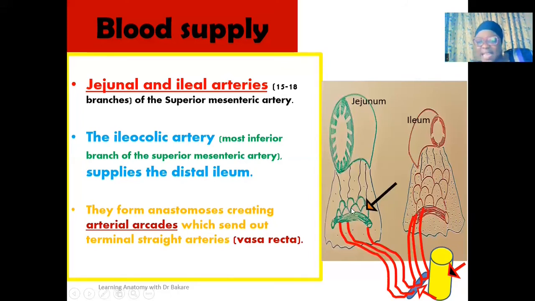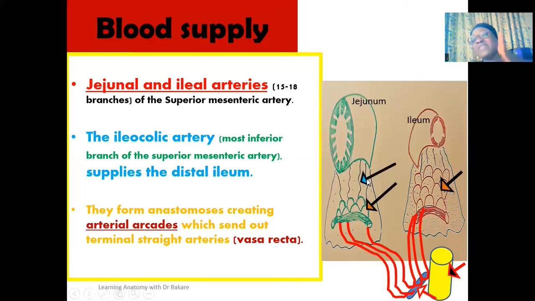These arterial arcades are formed here, and if you look at the ileum, we also have the arterial arcades formed, as arrowed in this image. After the formation of these arterial arcades, there is the termination of straight vessels that go directly to supply the jejunum and the ileum, and these are called the vasa recta. So from the arcades, which are arc-like configurations of vessels, we have a final termination called the vasa recta, and these are straight vessels.